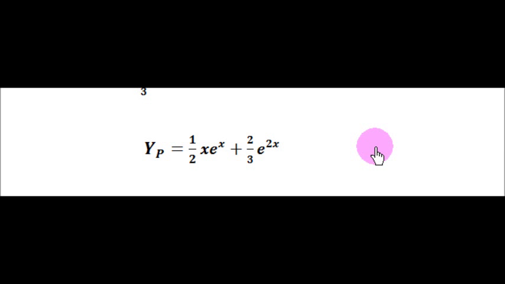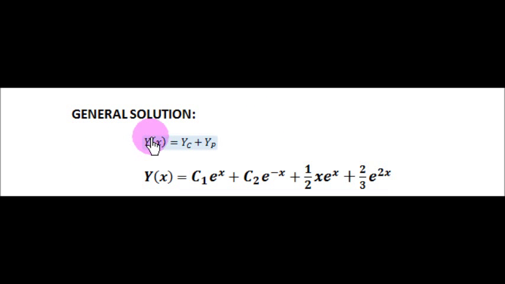Since we now have the values of our yc and yp, we can now have the general solution of the given equation, which is y of x equals yc plus yp. So the general solution is c1 e to the x plus c2 e to the negative x plus 1/2 x e to the x plus 2/3 e to the 2x. Note that c1 and c2 are the arbitrary constants. The first two terms are the yc, and the last two terms are the yp.